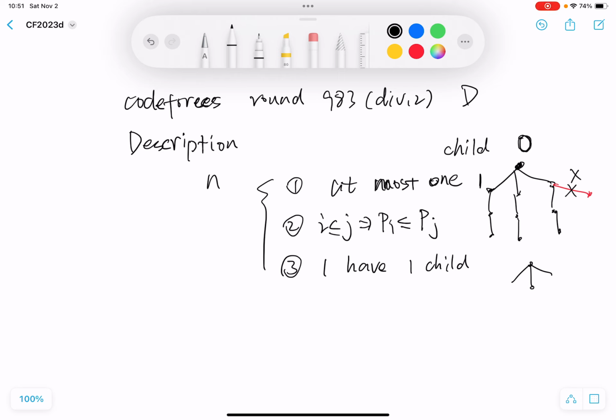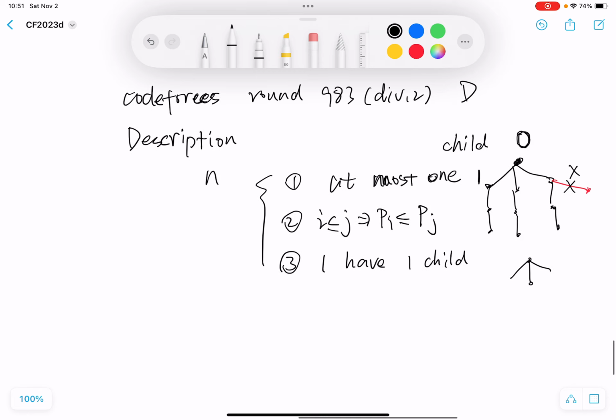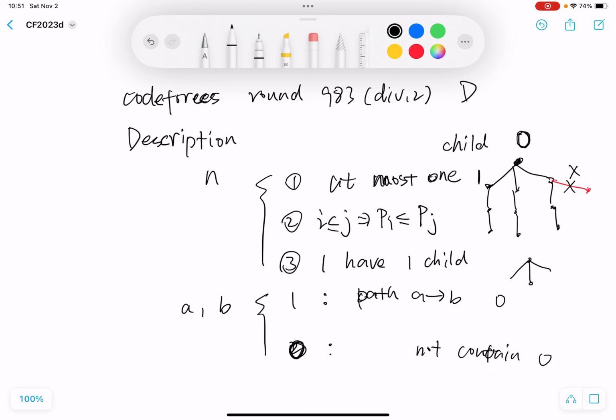For this problem we have some opportunities to query. For every query we need to output nodes A and B. This will return one of two values, 1 or 0. 1 means the path from A to B contains 0. In contrast, 0 means it does not contain 0.